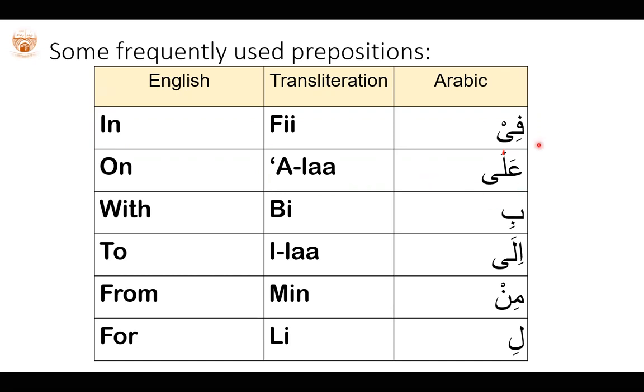Ala means on. So you have ala, on. If you want to say on a donkey, what is the word for donkey? Himarun. We learn that word with dhamma. So if you're applying ala with the word himar, because ala is a preposition, it is going to cause a case of jar for the word himar, and it will become ala himarin. Himarin, majrur, exists in the case of jar by kasra.